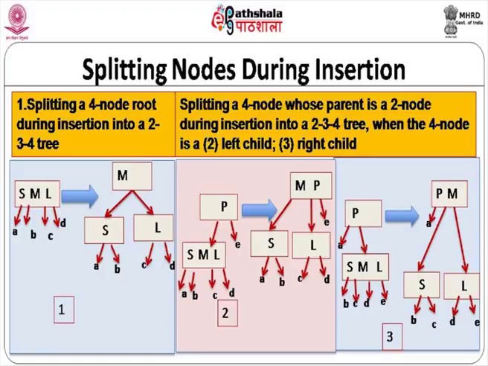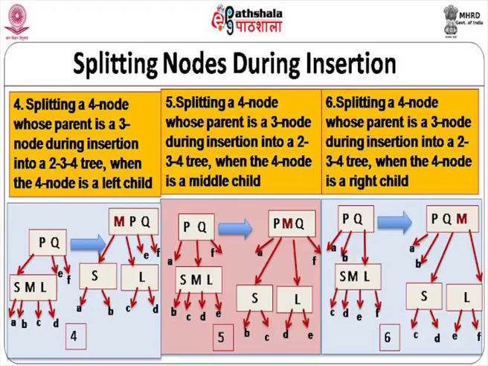Now, the next case we had was a parent that is a 2 node. Remember, all the nodes are either 2, 3 or 4. So, it is a 2 node parent and the 4 node is a left subtree. I split it up and it becomes a 3 node and a 2 node. Similarly here, but it is a right child. Now we go to the next case, splitting a 4 node whose parent is a 2 node during insertion, when the 4 node is a left child. Again you have a left child and a right child.